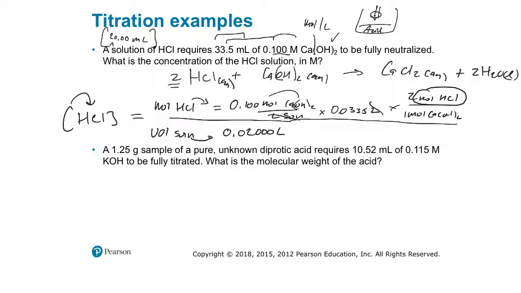So 0.1 times 0.0335 liters times 2. So that means there's 0.0067 moles of HCl originally in that solution. Divide that by 0.02, and then I get 0.335 moles of HCl per liter of that solution.